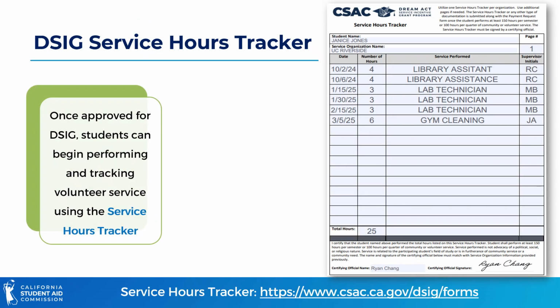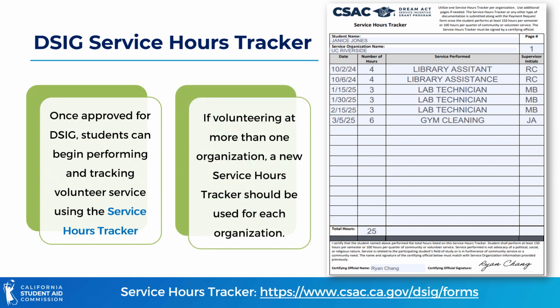After being notified of approval to the DSIG program, students will utilize the service hours tracker to document the service hours performed. The service organization must sign for approval of all completed volunteer hours. Up to 2 authorized individuals can be listed on the DSIG application as approved signers on the service hours tracker. Students can volunteer at more than one organization, and if they do, they will need to use a new service hours tracker to keep track of their hours from the other organization.